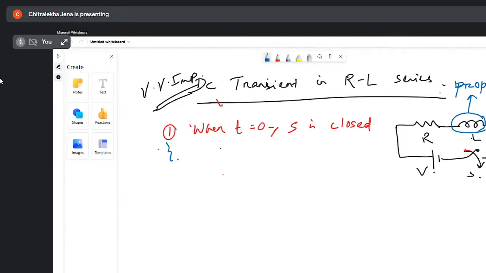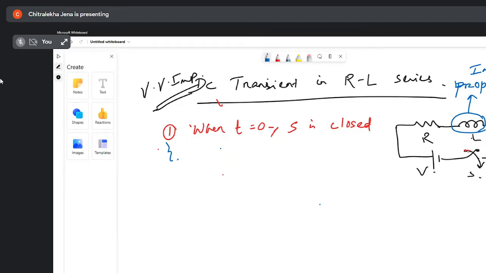Yes, inductor is having a property. That property is known as what? Inductance. What is this inductance? Inductance has a property that it will oppose any sudden change in the current. Okay, it will oppose any sudden change in the current.